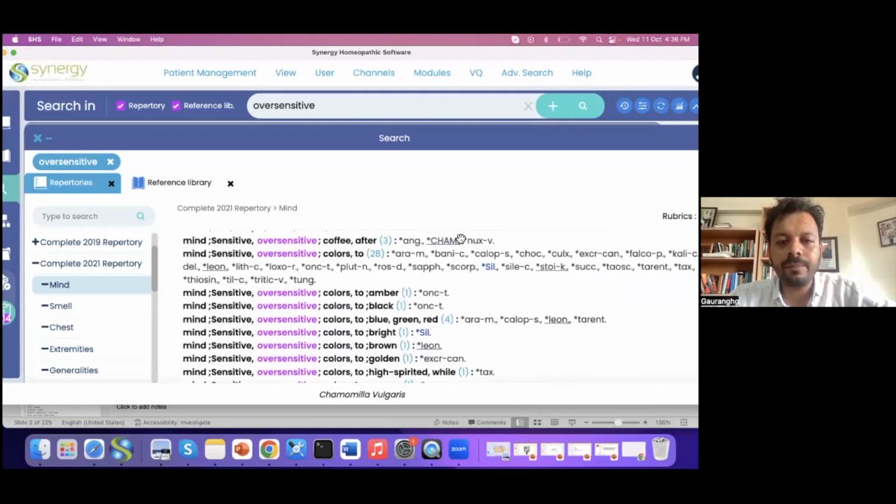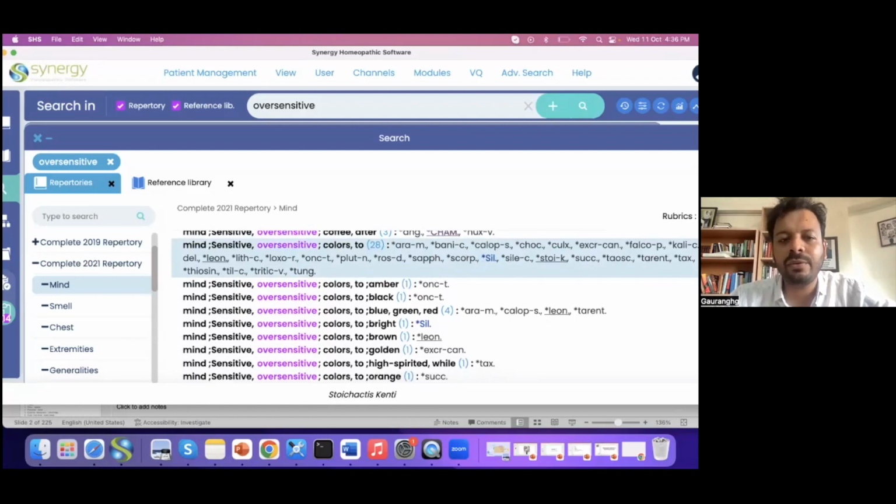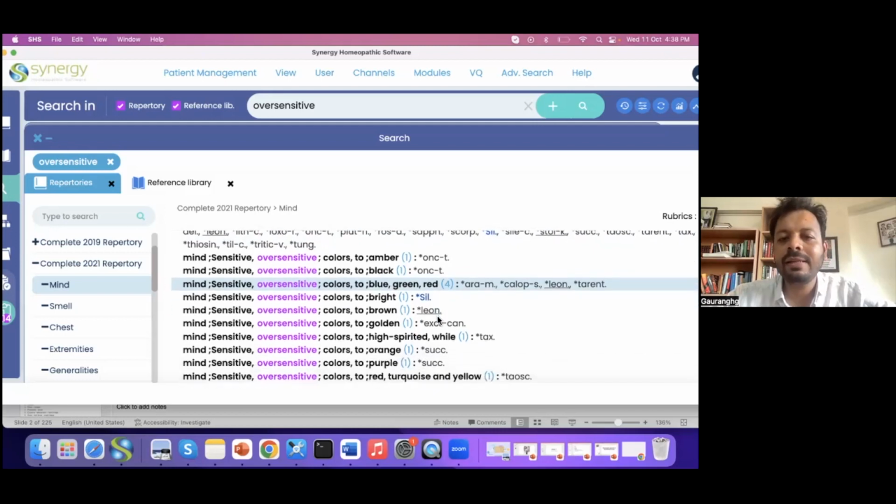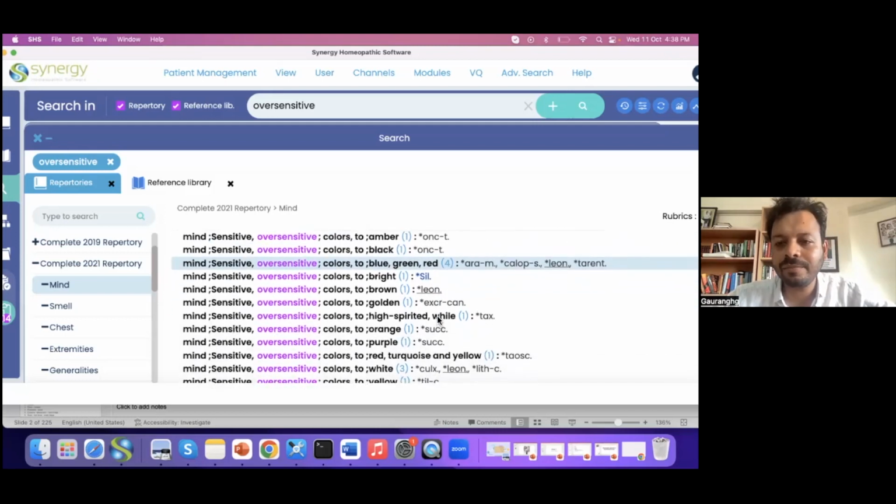For example, certain people are typically very sensitive to colors. Certain colors they are sensitive to. For example, the remedy Tarantula. The children who are Tarantula children are very sensitive to the colors blue, green, and red. It's a very typical sensitivity of Tarantula. You can see here.